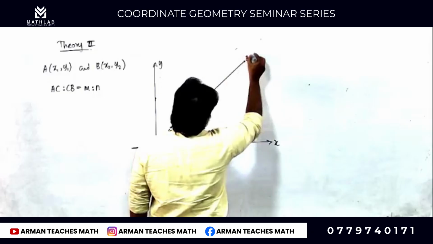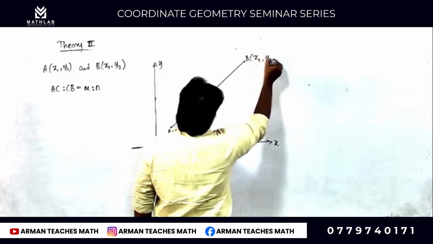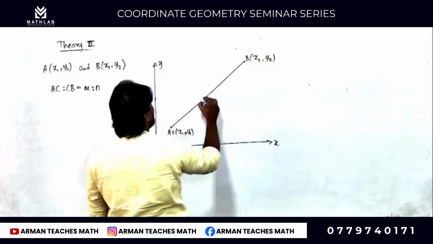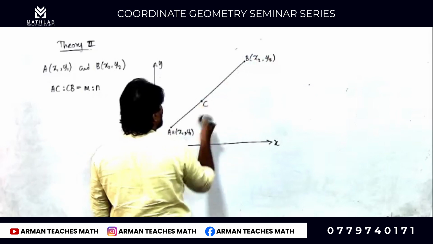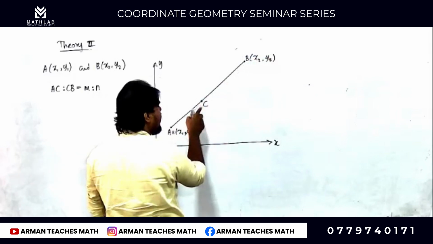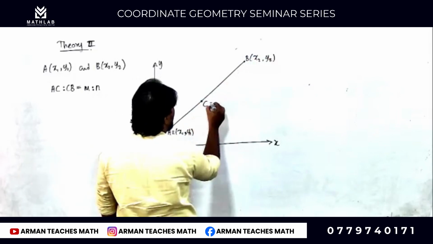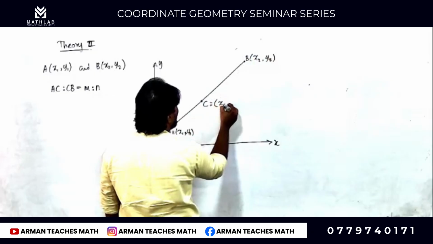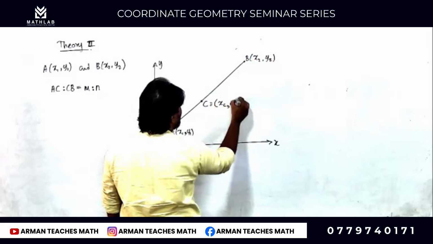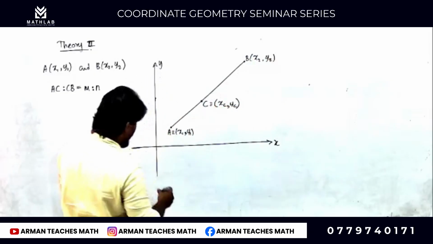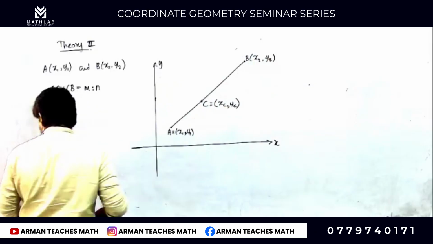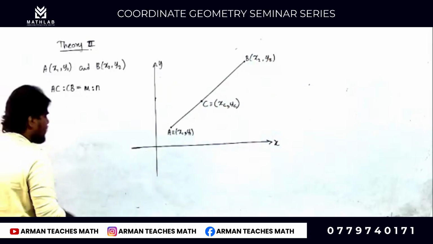Capital B is the point whose coordinates are x2, y2. And there is a point capital C here. We need to find its coordinates. We don't know them for the moment, so I'll take them as xc, yc.